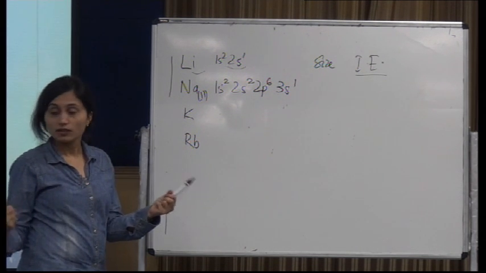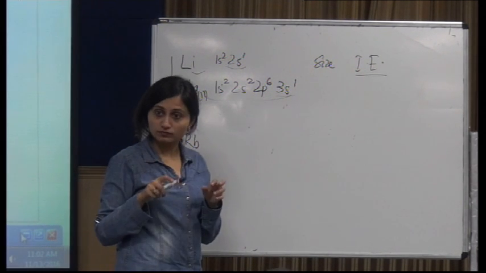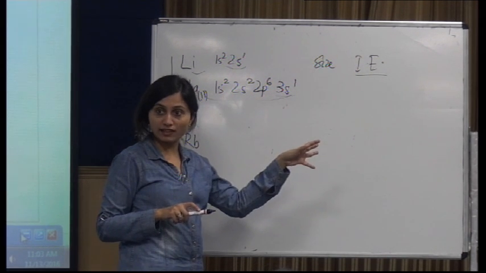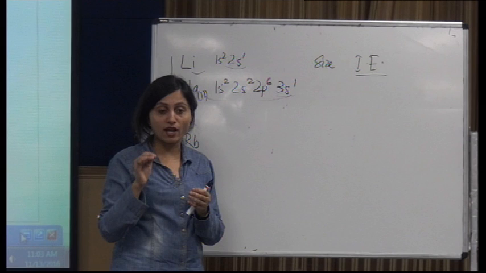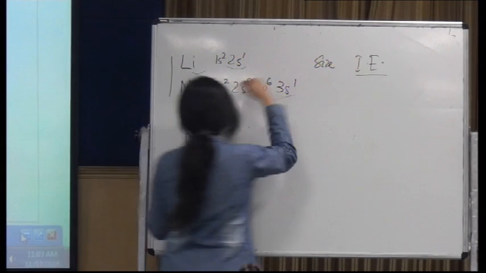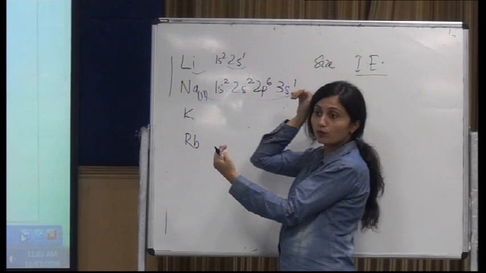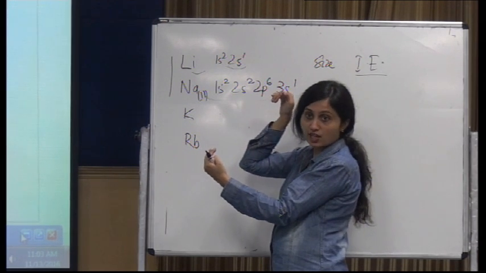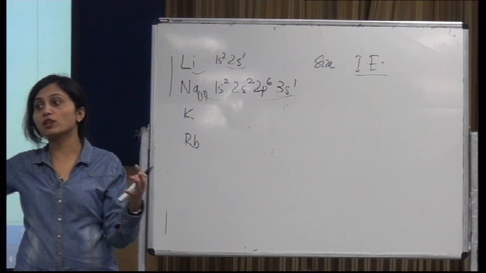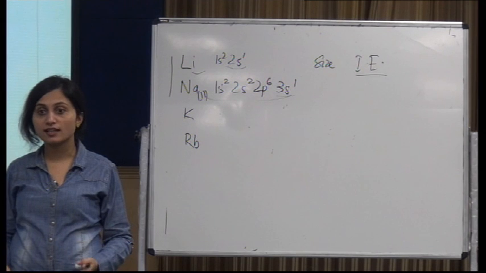But now 3s1 is a little far away from the nucleus, and then there are inner shell electrons also to repel it. So the ionization energy required will now go a little less, because now it is outside and the attractive force is not as much as it was in this one. So it will be easier to remove the electron from the 3s shell. So that means as the size is increasing, the energy required to pull the outermost electron is less. So ionization energy is decreasing.